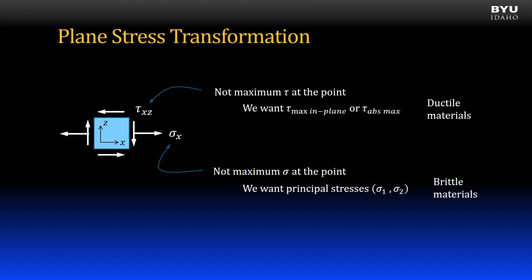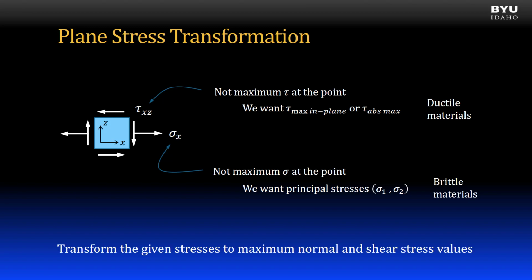These values are used for evaluating potential failure in brittle materials. The maximum stress values occur on planes other than the one shown by our initial stress element. We can start with the values on our stress element, which we found using our mechanics of materials equations, and then transform them to find the maximum stress values.